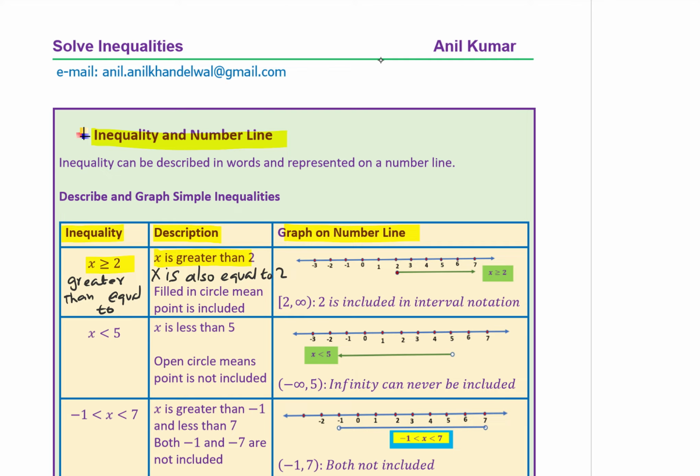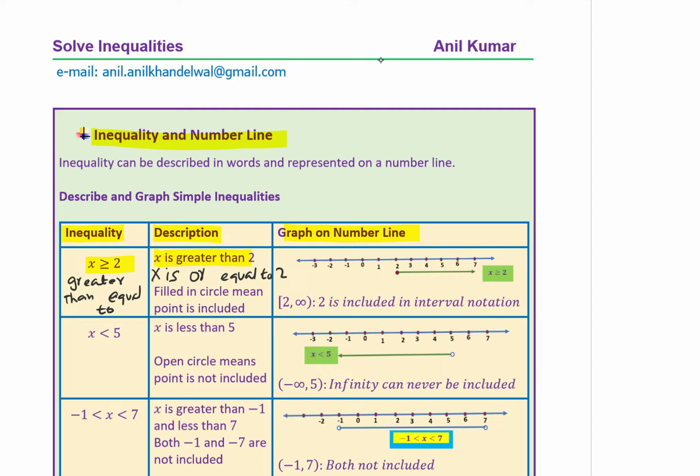So x is greater than or equal to 2. I should not use the word "and" here. Very critical: it is greater than, or it is equal to. It cannot be both at the same time. It cannot be equal to 2 and greater than 2. It means either one is perfectly fine for our solution.